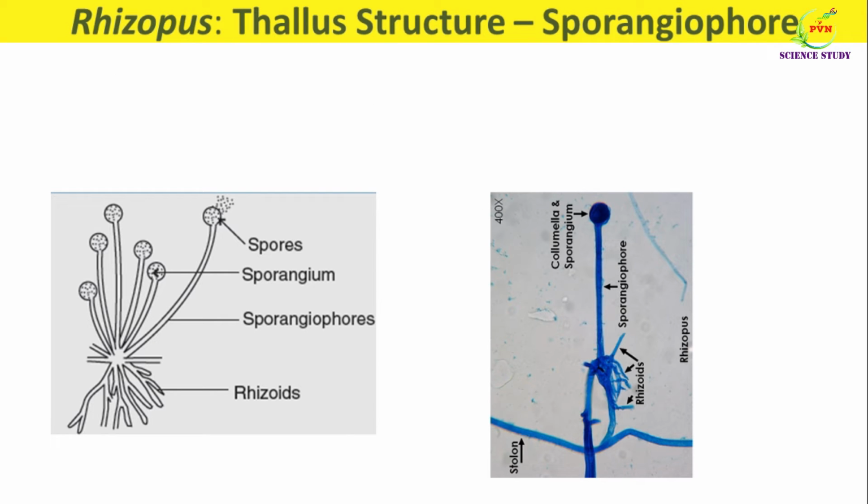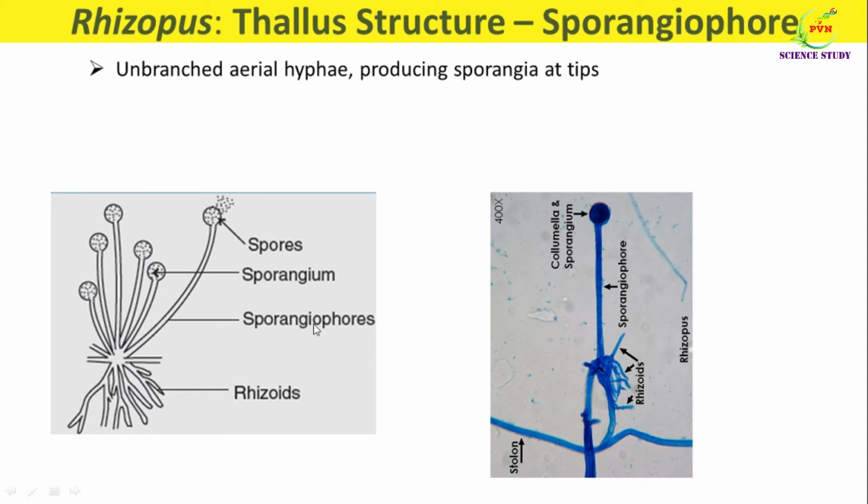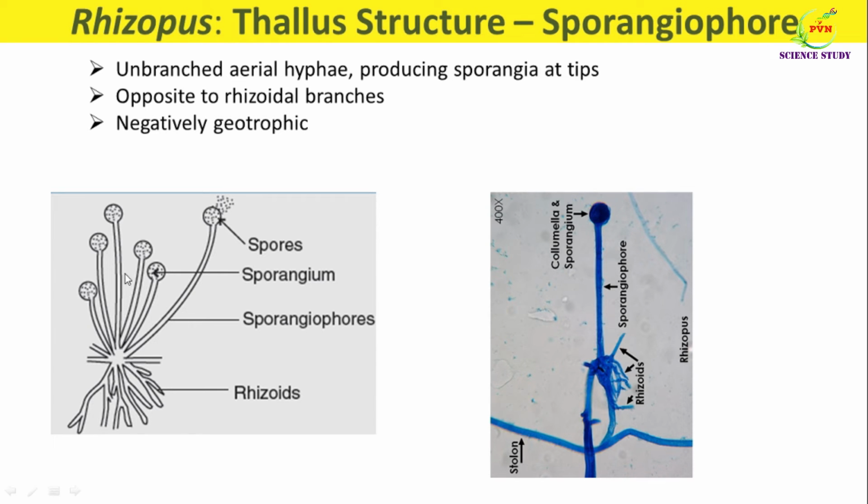Now we will study the third hypha, that is the sporangiophore. This is the actual photograph of the sporangiophore under the microscope. This is the sporangium and these are the rhizoids. And this is the sketch of Rhizopus. As you can see here, sporangiophores are unbranched aerial hyphae producing sporangia at the tips. The sporangiophores are exactly opposite to the rhizoidal branches. As the sporangiophores grow against the force of gravity, they are considered negatively geotropic. Dear student, with this we have completed the 3 hyphae of Rhizopus.